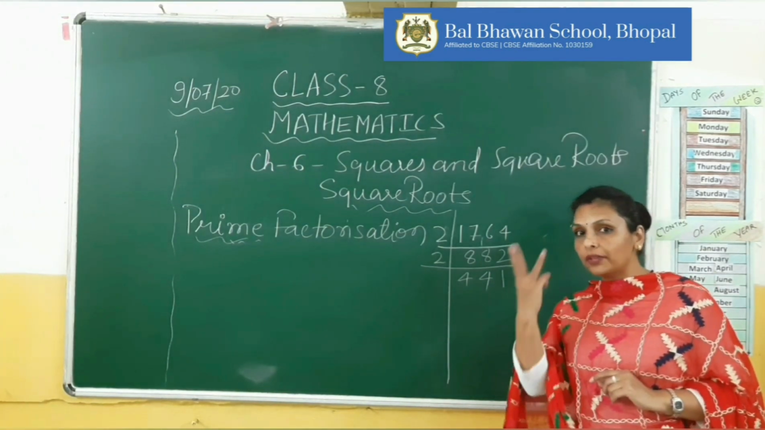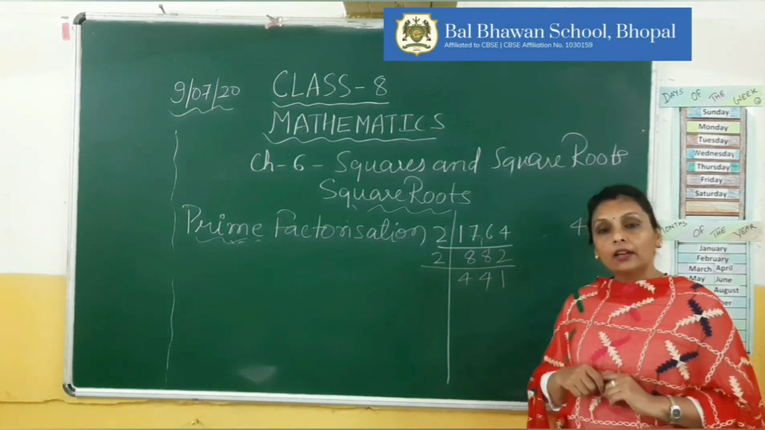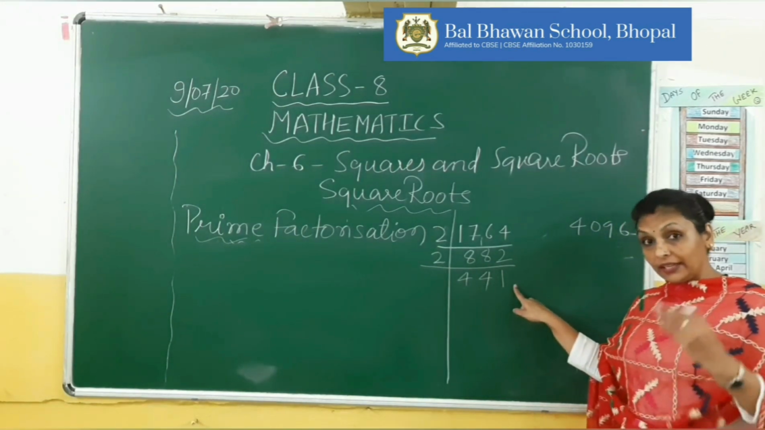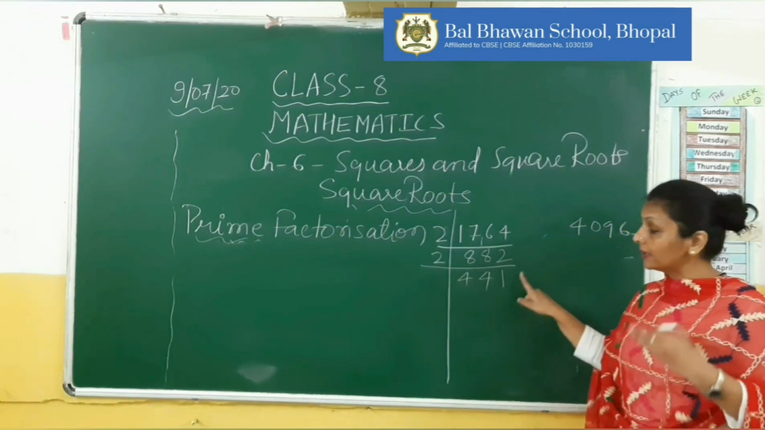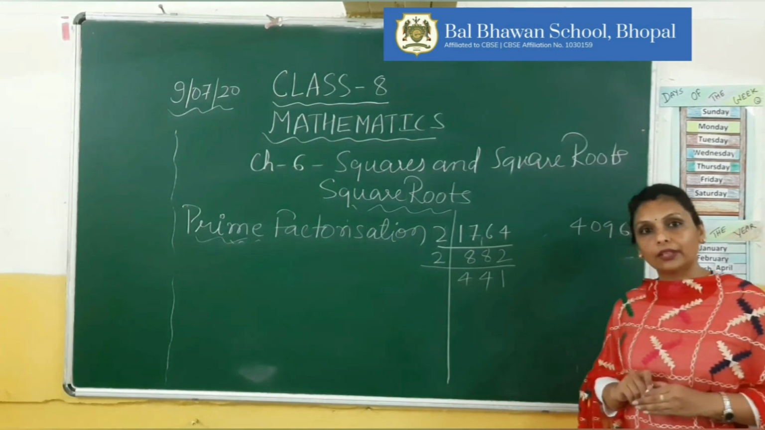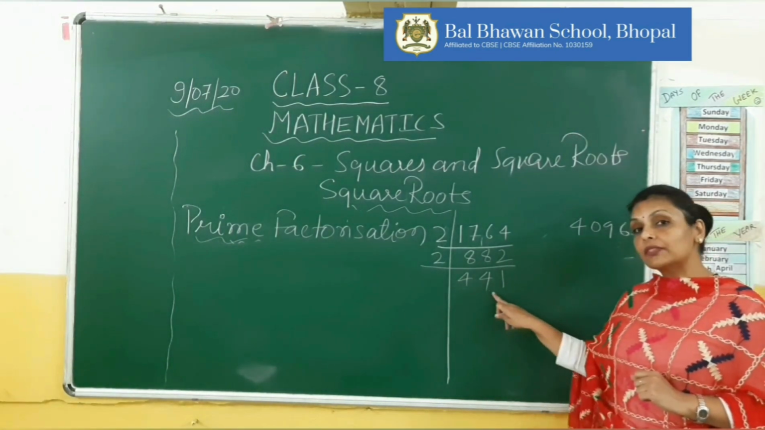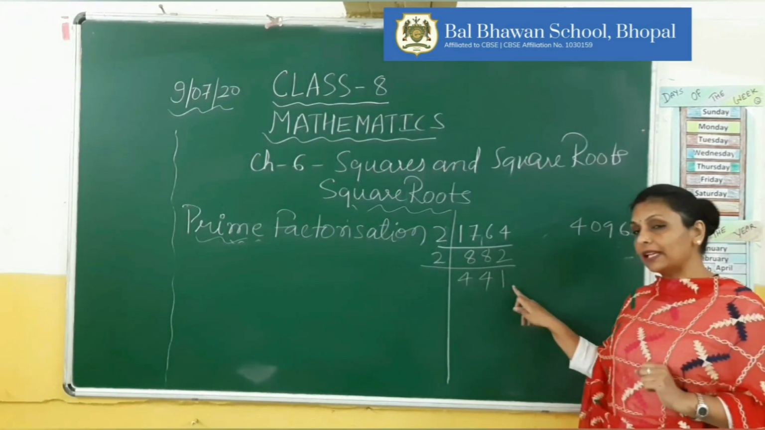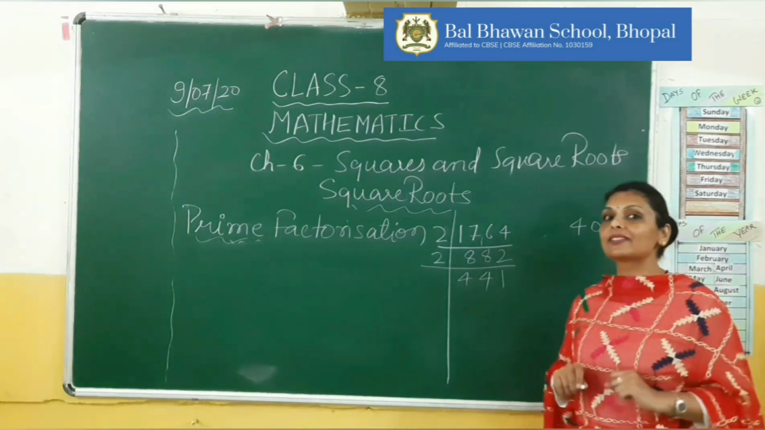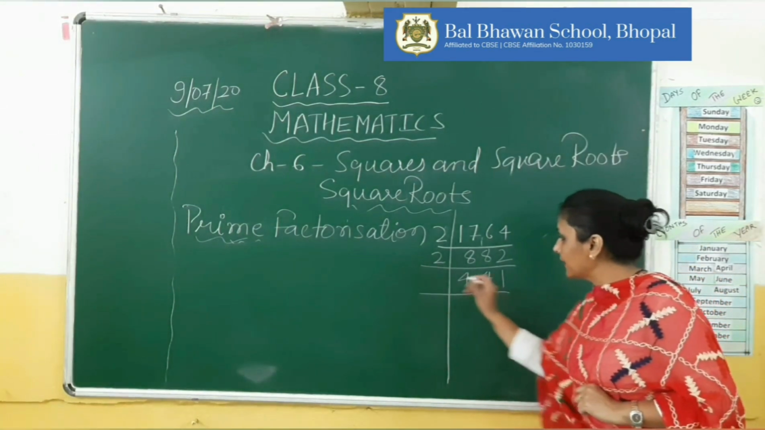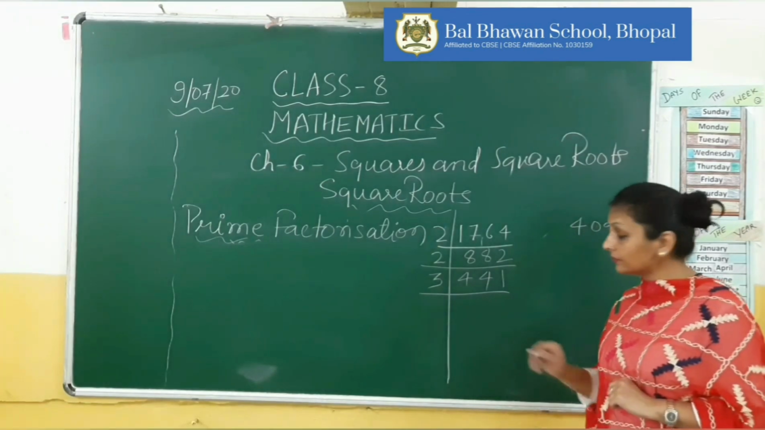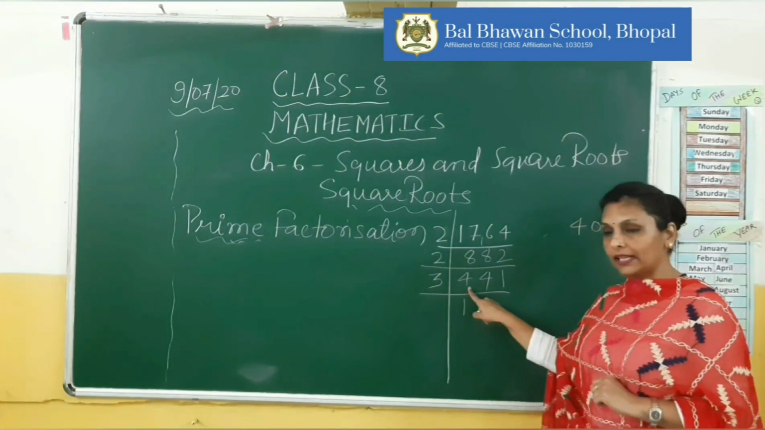Now we'll check for 3. What is the divisibility rule of 3? We'll add all the digits. If the sum is divisible by 3, then only this number will be divisible by 3. Let's check it. 4 plus 4, 8. 8 plus 1, 9, which is divisible by 3. So let's take 3 to factorize this number. 3 ones are 3. What is left here?